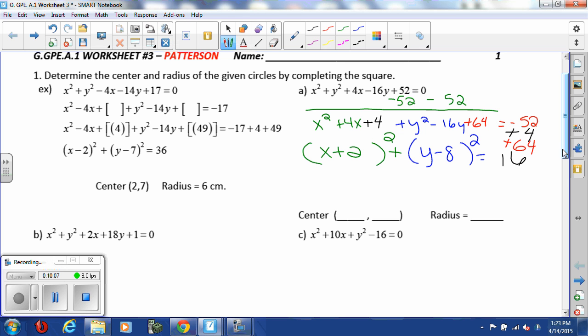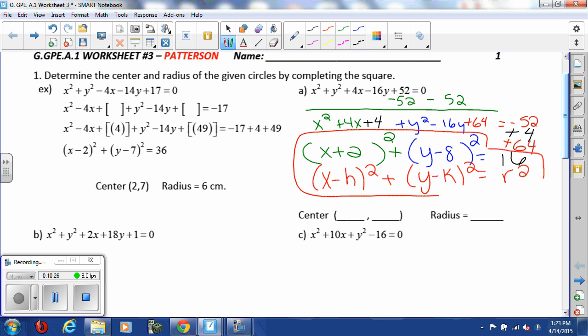What's that? Circle formula. The circle formula is x minus h quantity squared plus y minus k quantity squared equals r squared, right? That's the circle formula, because that's what Kaylee told us over here. It was Bianca that told us. Okay, so now, compare. What's the center? -2, 8. And what's the radius?